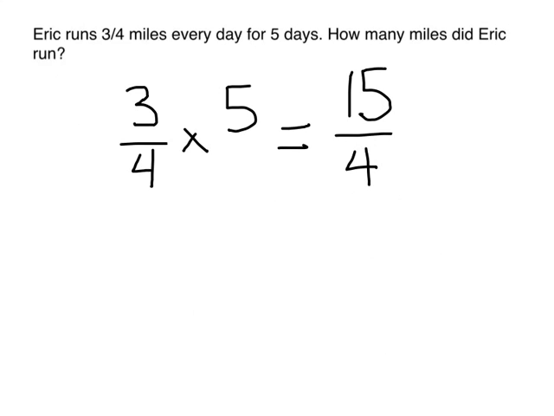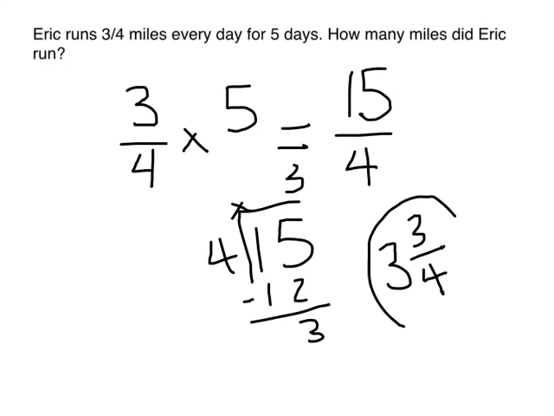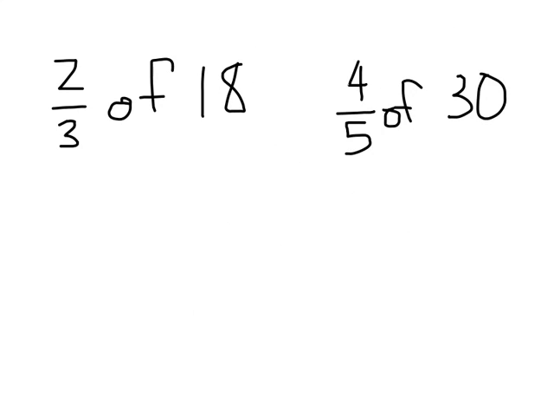Now I can change 15 over 4 into a mixed number. What mixed number results when I divide 15 divided by 4? Well, 4 goes into 15 3 times. 3 times 4 is 12. And when I subtract, there's 3 left over. Eric ran 3 3/4 miles.